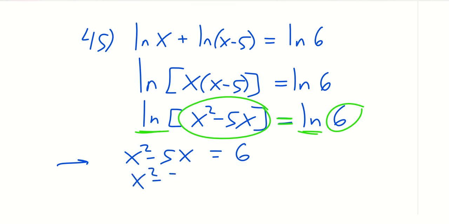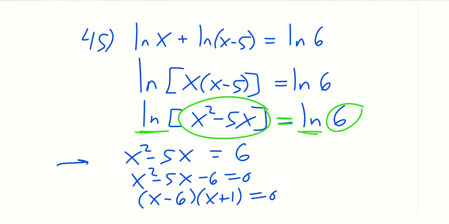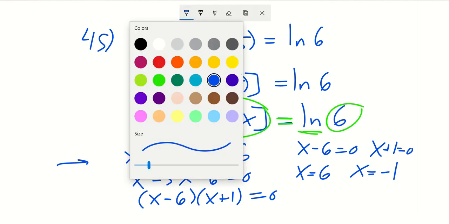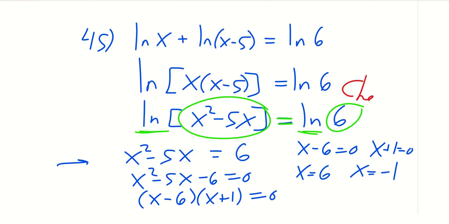This is a quadratic equation. We know how to solve it. Get one side to be 0 by subtracting 6 from both sides. You can now factor this. This factors as x minus 6 times x plus 1 equals 0. Set each factor equal to 0 individually, like this, and we get x equals 6, x equals negative 1. With your logarithmic equations, please make sure you check your solutions.